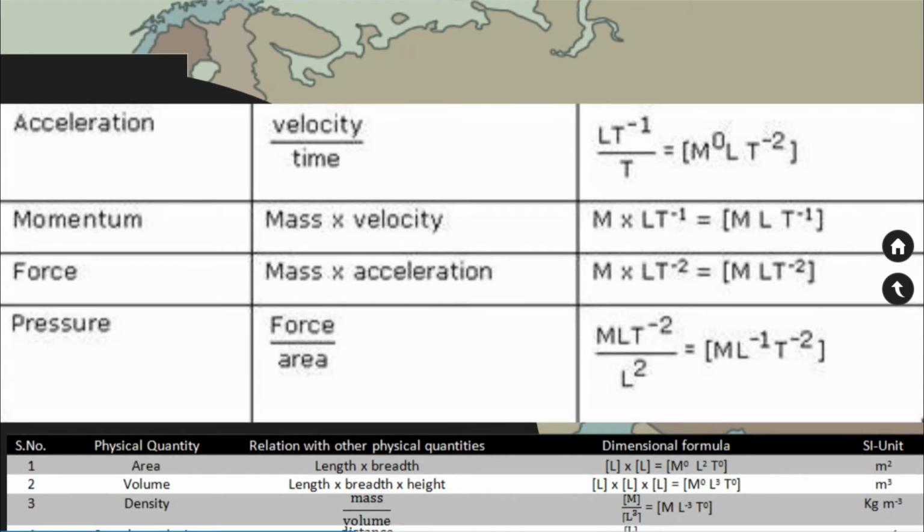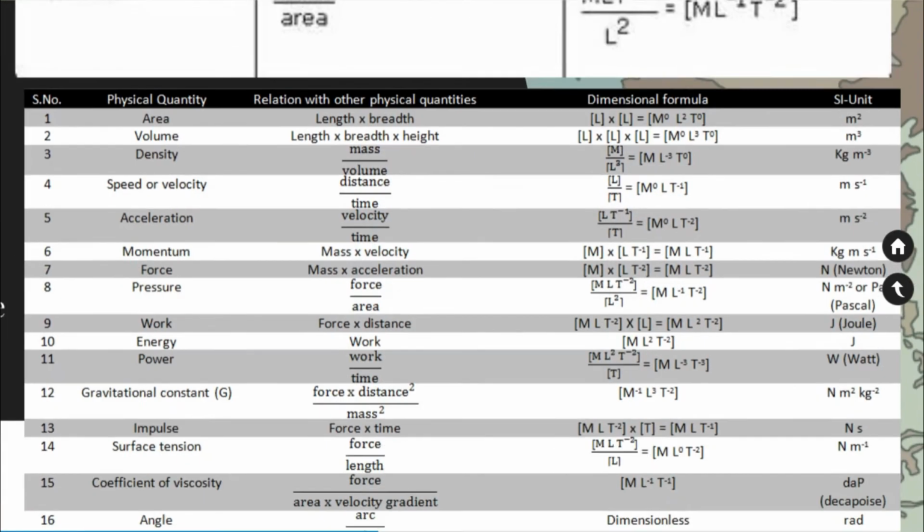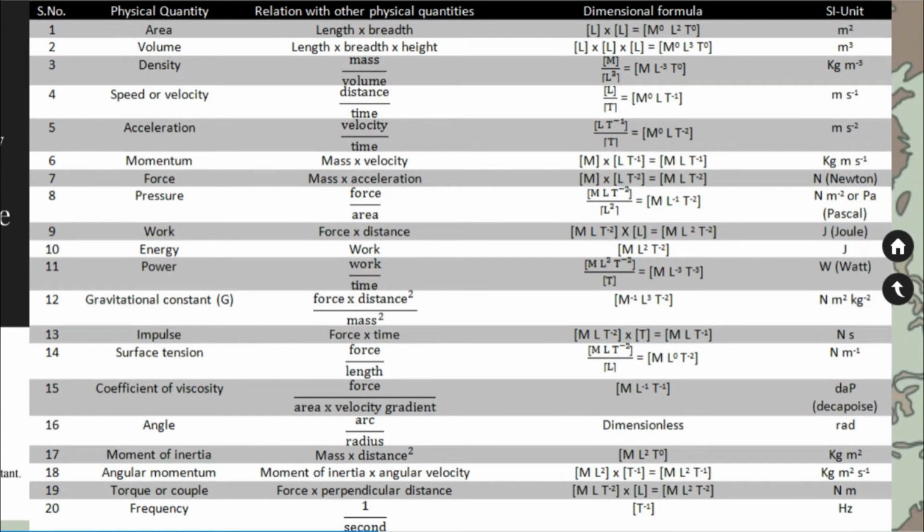Similarly, here you can see how acceleration, momentum, force, and pressure are all derived based on the fundamental quantities or fundamental units and how they are represented. This chart shows some of the major physical quantities and their relation with the fundamental quantities along with the dimensional formula and units. Feel free to pause this video and go through the physical quantities and their formulas to have a better understanding.